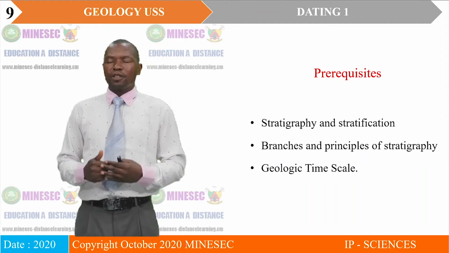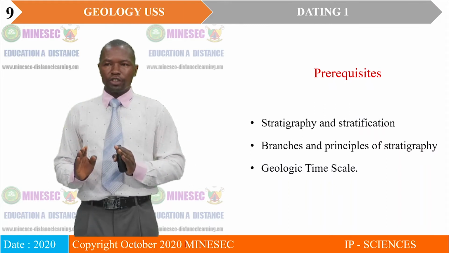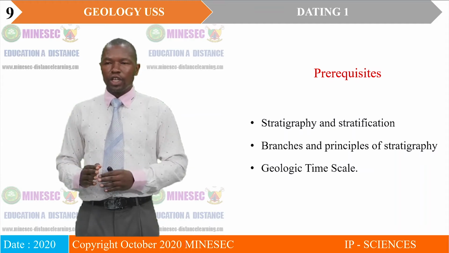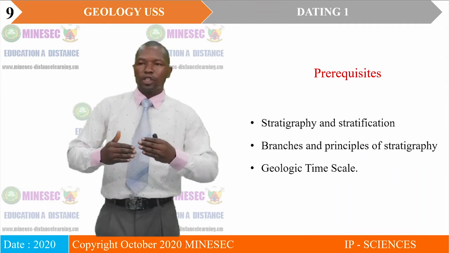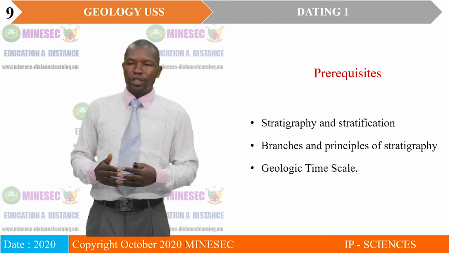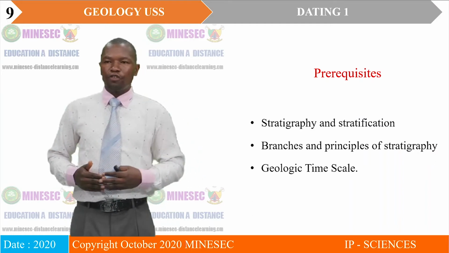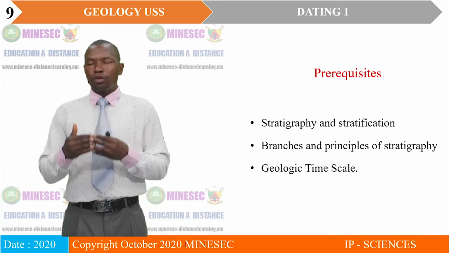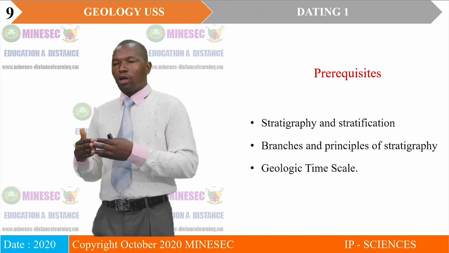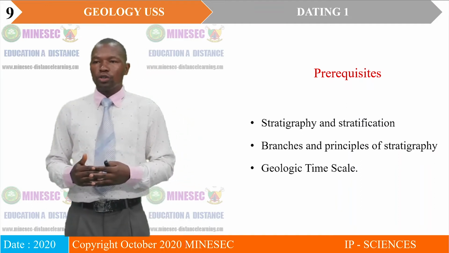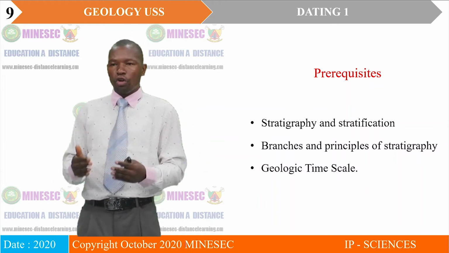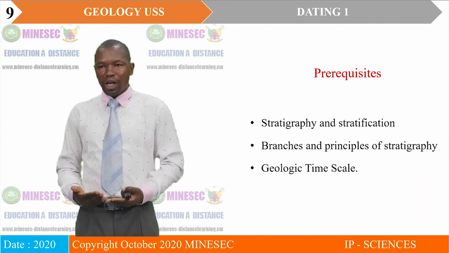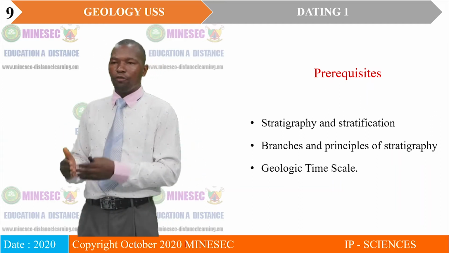To better understand this lesson, we must be versed with the definition of stratigraphy and stratification. Remember we said stratigraphy is the study of stratified rocks of the crust, and stratification involves the processes involved in the formation of strata. Then branches of stratigraphy, we said, involve lithostratigraphy, biostratigraphy, and chronostratigraphy. And the principles of stratigraphy involve uniformitarianism, actualism, superposition, cross-cutting relationship, original horizontality, and then the geologic time scale. With this information, we will have a better understanding of how to date information in geology.